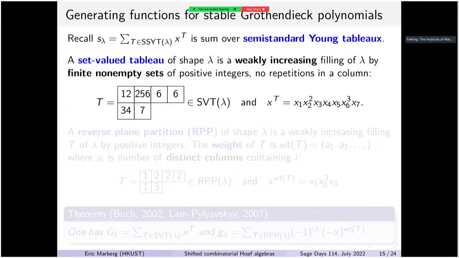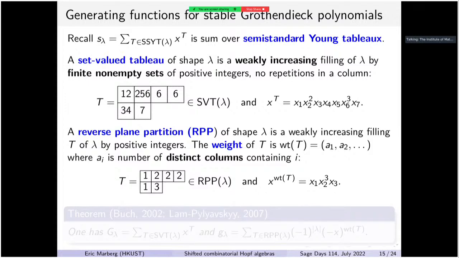So there's a weight of this kind of tableau, which is just we count the number of times 1 appears, 2 appears, 3 appears, and so forth. And those are the exponents of our variables here. So we have x2 squared because there's 2 2's, x6 to the third because there's 3 6's.